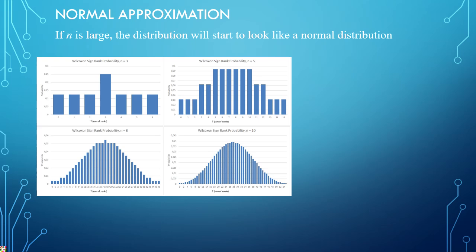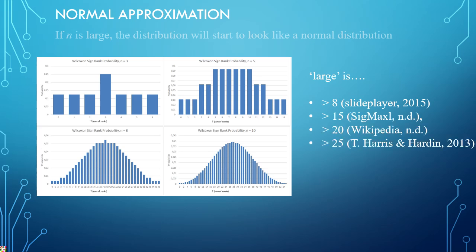This will only start to apply if n is large, and large can be defined in different ways, and different authors have different opinions about that. So here are a few that I've come across that use actually different settings. I would say more than about 25 should be large enough, and then this whole distribution can be approximated by using the so-called normal distribution.